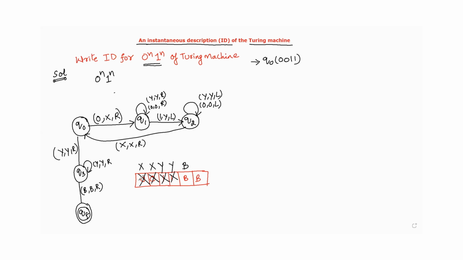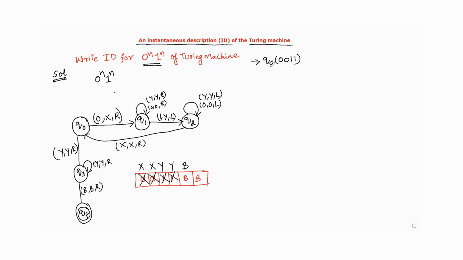When there is a 0, 0 will be converted to x. Again you go to the right hand side, and when you find 1, 1 will be converted to y. Again you come back, and 0 will be converted to x. So this is a Turing machine. Let us focus on the instantaneous description of the Turing machine.